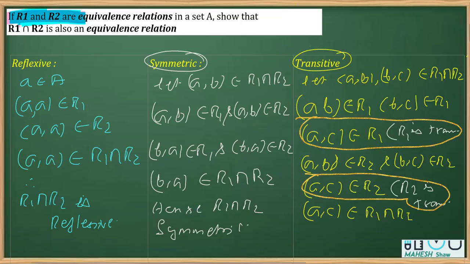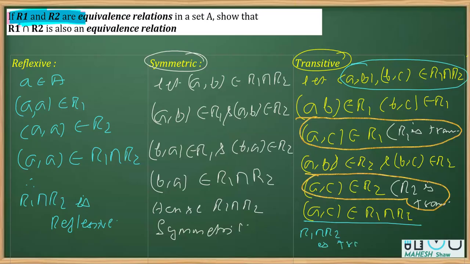Now, one more time, we started with this: (a, b), (b, c) belongs to R1 intersection R2, right? And we proved that (a, c) also belongs to R1 intersection R2. That means R1 intersection R2 is transitive. So we proved here R1 intersection R2 is transitive, we proved here it is symmetric, and over here we proved that R1 intersection R2 is reflexive. Therefore, we'll say that R1 intersection R2 is an equivalence relation.